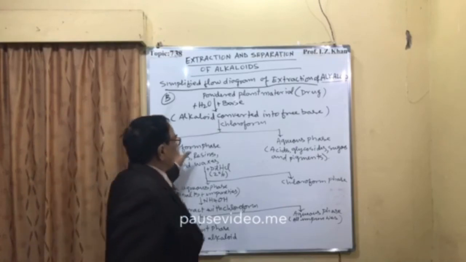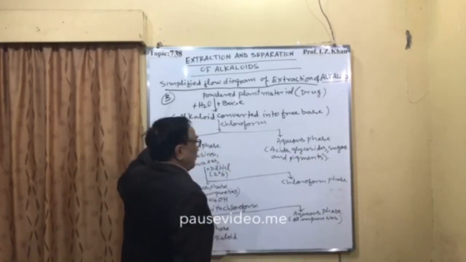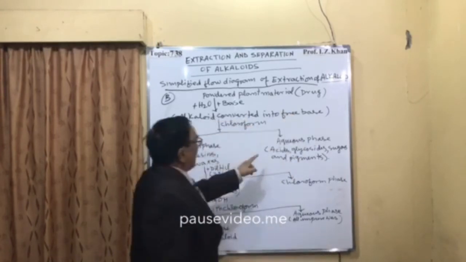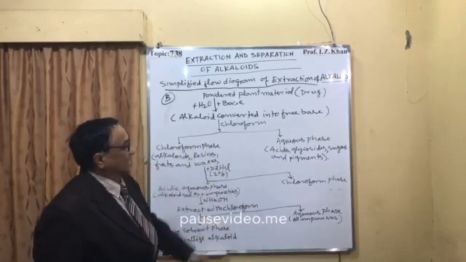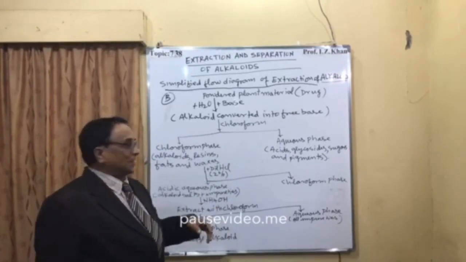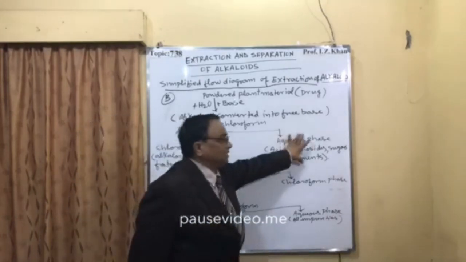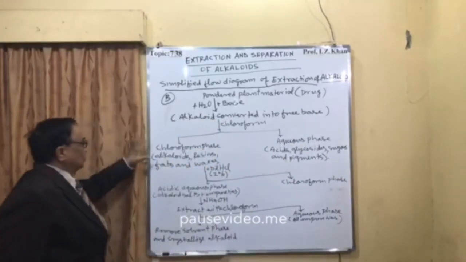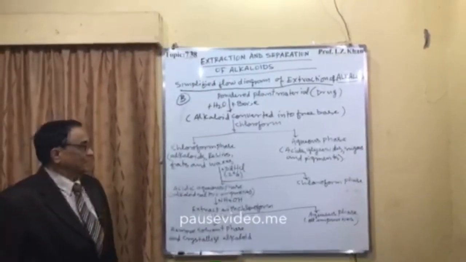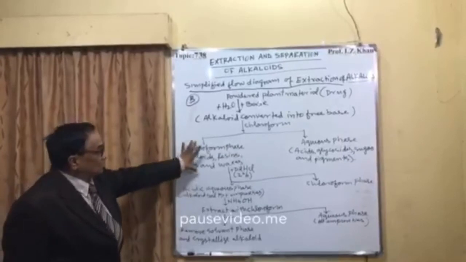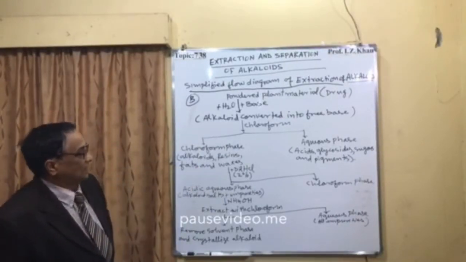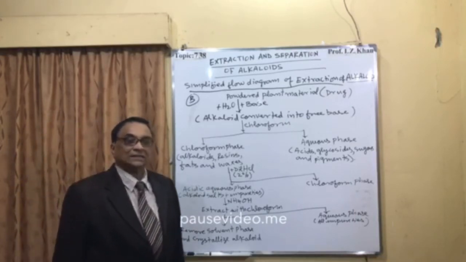You will get two fractions. One fraction, that is the chloroform phase, the other fraction, that is the water phase, called the aqueous phase. So the aqueous phase is the mixture of acids, glycosides, sugars, and other water soluble pigments. All impurities will be there in the water phase. And then your chloroform phase will contain alkaloids, resins, fats, and waxes. Now this chloroform phase you are going to treat with dilute HCl 2% to acidify it.